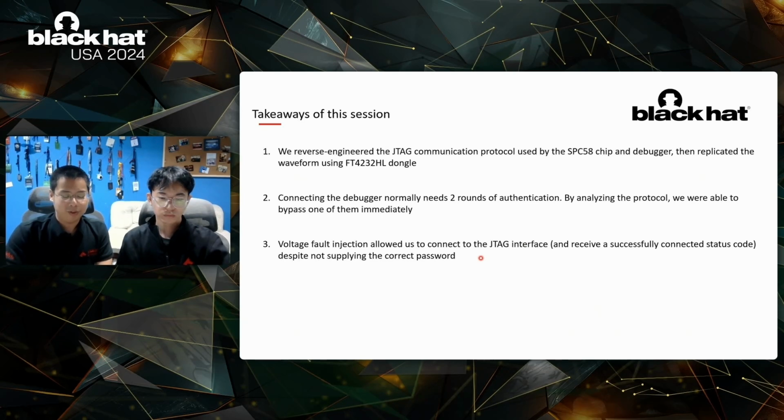Finally, we used voltage fault injection to connect to the JTAG interface and receive a successfully connected status code, despite not supplying the correct password. In other words, we bypassed the JTAG verification.